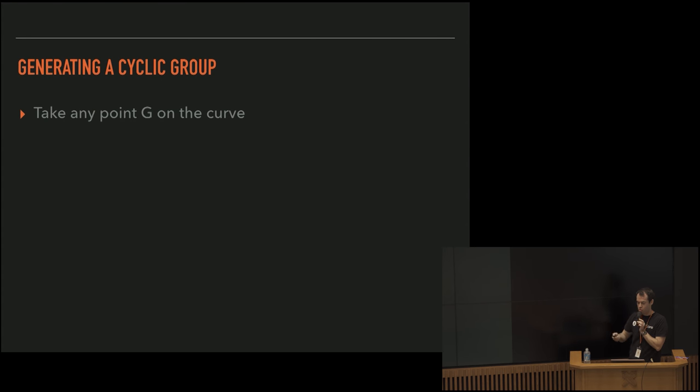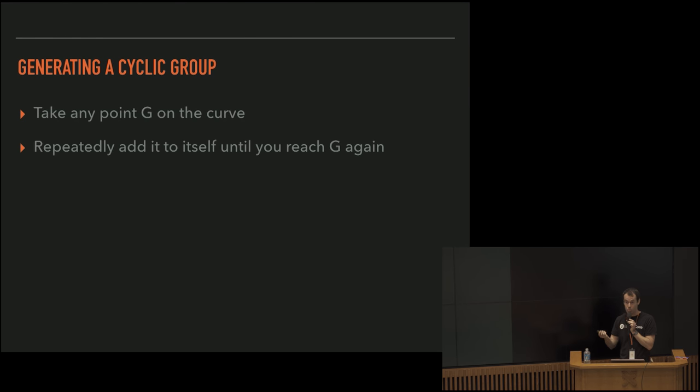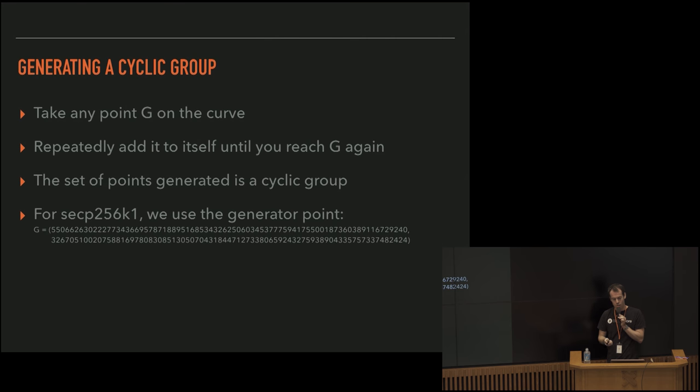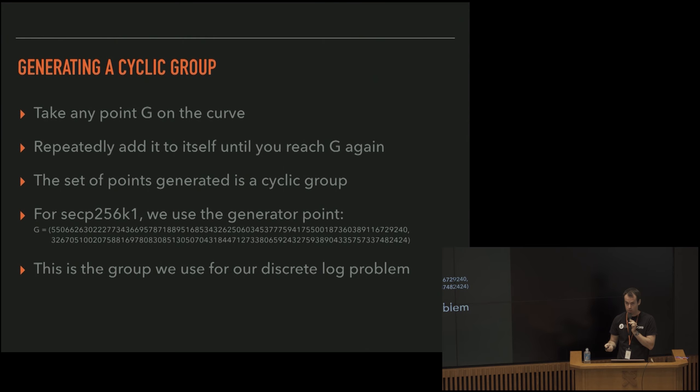Okay, so we got this group. How do I make a cyclic group out of it? Well, I take any point on the curve, which I call G, G for generator, and I add it to itself. And I keep adding it to itself until I eventually come back to the same point. And because every point I've touched is a multiple of G, that set of points is a cyclic group. For secp256k1, we use this generator point, this big number. This is the x coordinate, and this is the y coordinate. And if you add that to itself multiple times, you'll get a group.